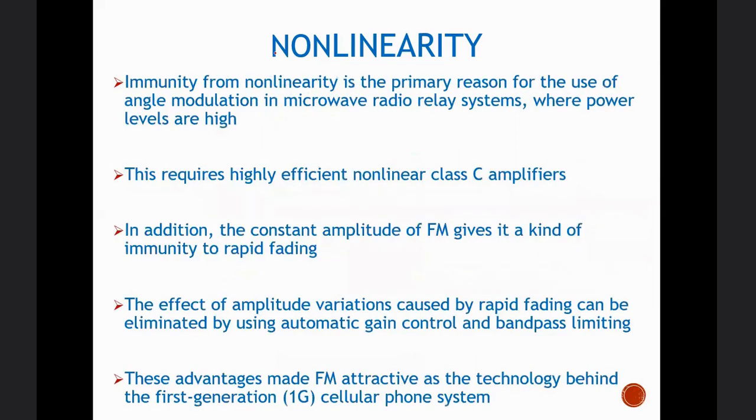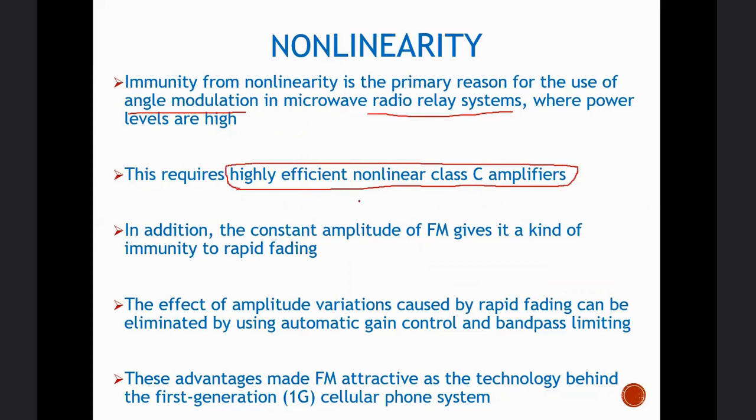Immunity from nonlinearity is the primary reason for the use of angle modulation in microwave radio relay systems. We need radio relay systems between the transmitter and receiver in order to amplify the signal. Generally we use highly efficient nonlinear class C amplifiers because they are high power amplifiers. Since their response is nonlinear, an FM or angle modulated signal is the most suitable modulation type to use in this case.